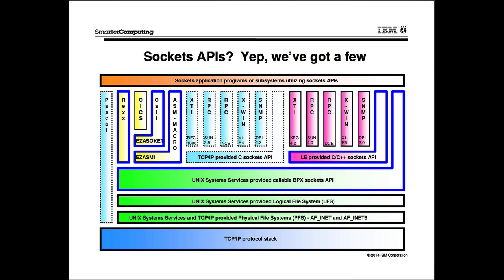The one thing I'll point out is on the far left there's a little lonely box called Pascal. We do have a Pascal API, but we don't recommend using it. It's very, very old and not enhanced. So except for Pascal, all the APIs are usable. And then underneath the APIs, you have Unix System Services, which provides a callable sockets API that our APIs interact with to do the transforms necessary. Then calls go through the Unix System Services logical file system down to the TCP/IP protocol stack. So that's a fairly conventional API picture, except we have so many APIs.